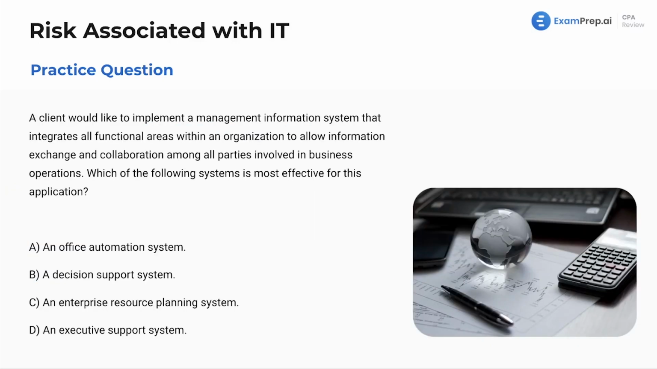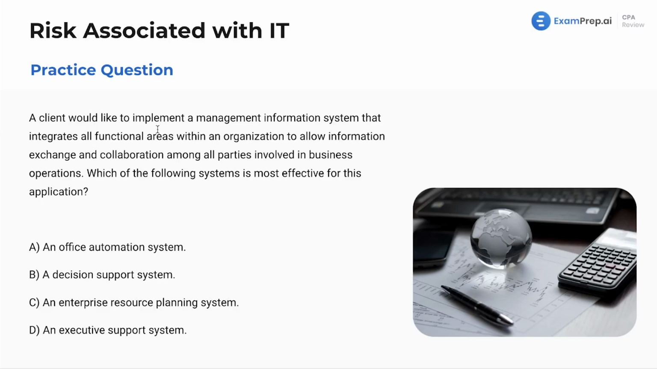A client would like to implement a management information system that integrates all functional areas within an organization to allow information exchange and collaboration among all parties involved in business operations. Which of the following systems is the most effective for this application?